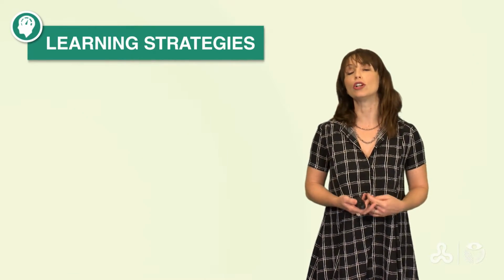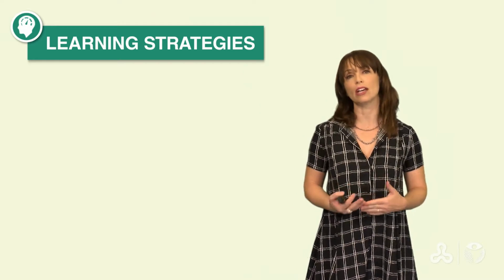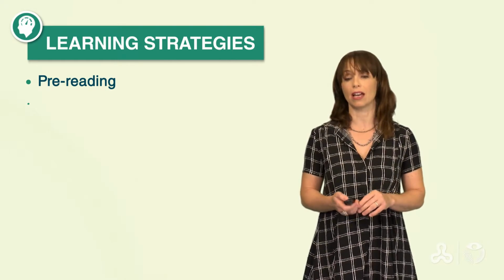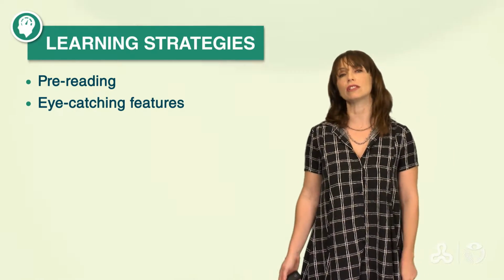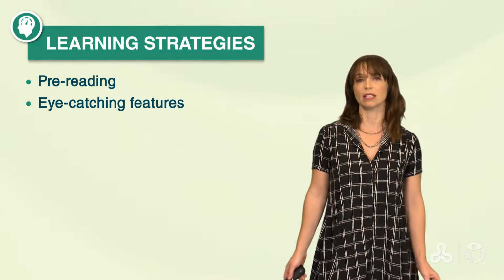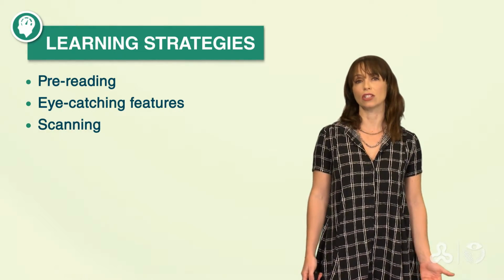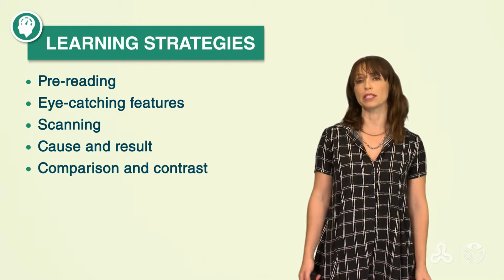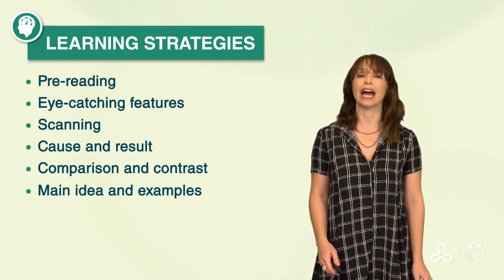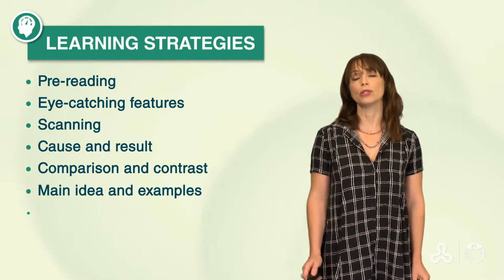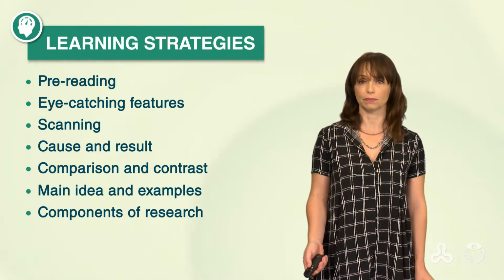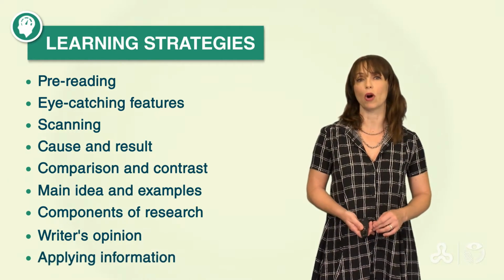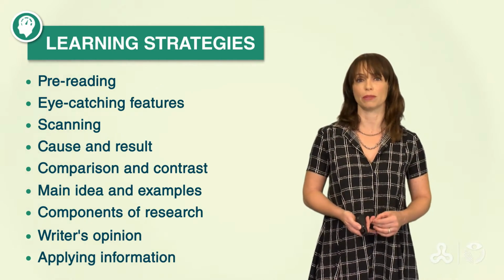So, what are the learning strategies we will focus on today? As usual, we're going to be doing pre-reading. We're going to be looking at the eye-catching features, the items that catch the eye in the text. We're going to be looking at scanning, the relationship between cause and result, comparison and contrast. We're going to be looking at the main idea and examples. We're also going to be reviewing components of research. We're going to be looking at the writer's opinion and also, hopefully, at the end, applying information.